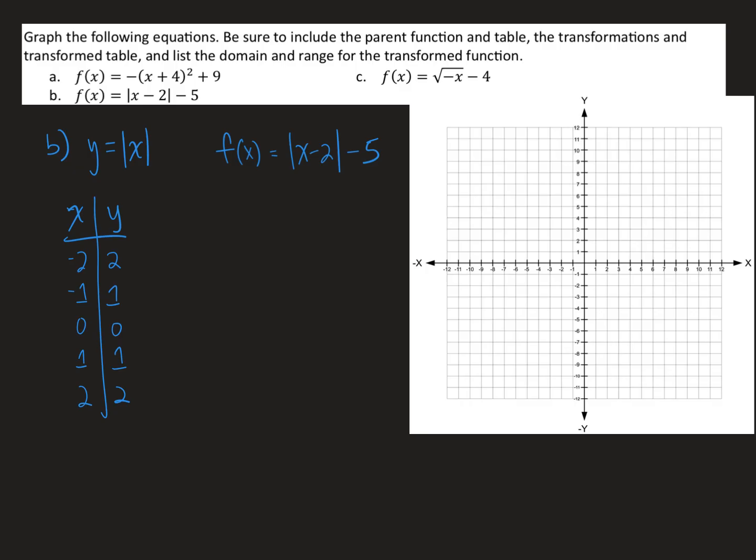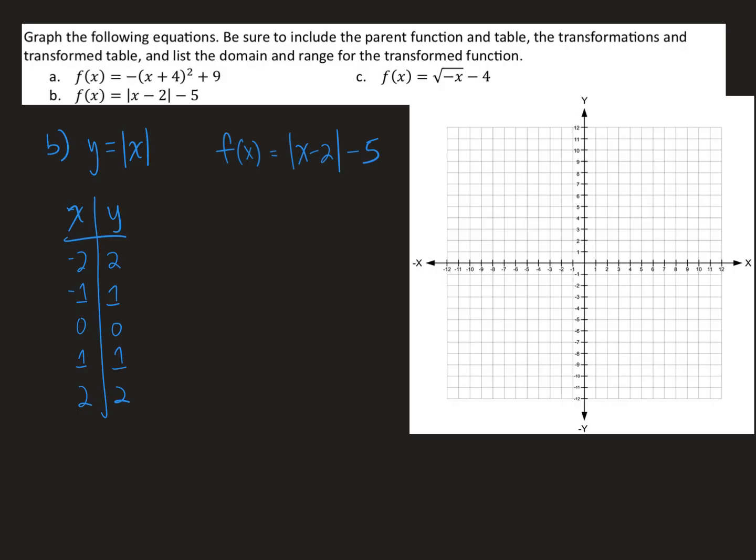All right, a little more setup this time around with the parent function and table already being provided. Remember, these are the x values you want to use for most parent functions. We'll see in part C how that changes. But then remember, you can get the y values by identifying the parent function first. Since this is an absolute value function, it's just y equals absolute value of x, and substituting the x values in here to figure out what the corresponding y values should be.